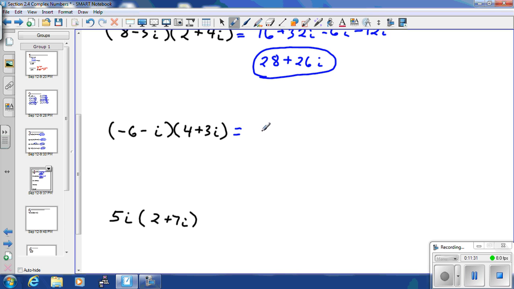So I'll go ahead and do this. -6 times 4, -6 times +3i, -i times 4, and -i times +3i. Making note that the I squared is -1, which makes this really +3. So that makes this -21 when I combine it with the -24 here. And the i's are like terms, so I'm going to add those, -22i.